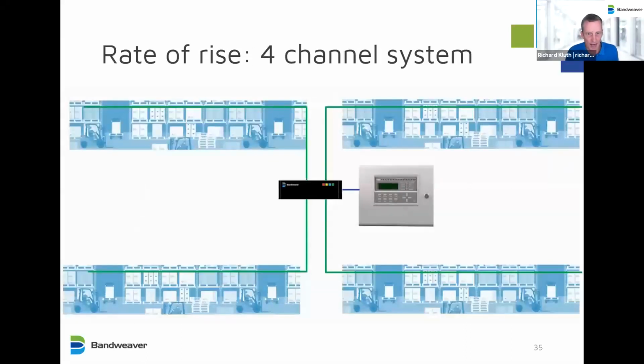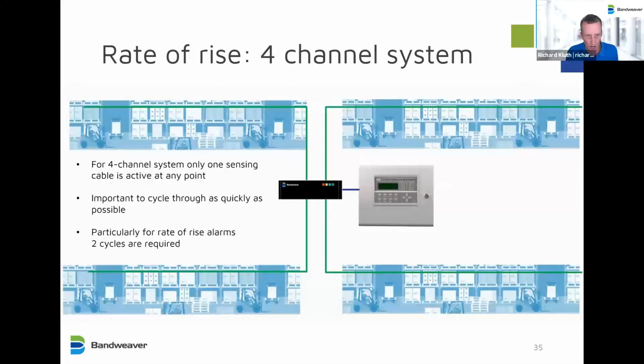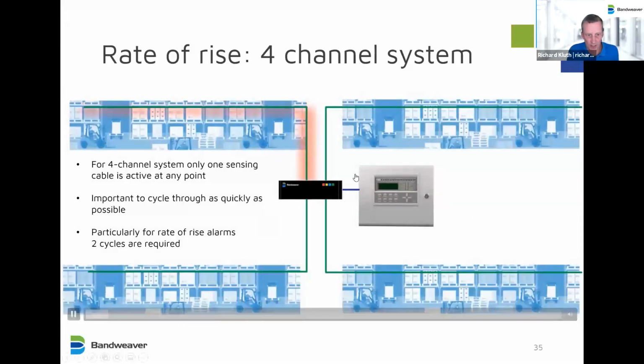So we'll have a look at a 4-channel system to show how the rate of rise measurement works, because it's very important, because it's across a number of measurements. So when we look at a 4-channel system, only one sensing cable is active at any one point. So you can see here, it's rotating through the different fibers. And it's important to cycle through as quickly as possible, because rate of rise, you need 2 cycles.